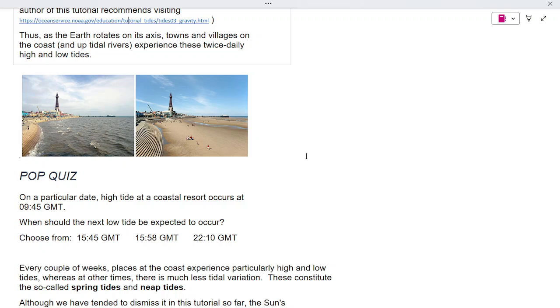So a little bit for you to do, the pop quiz. It says on a particular date, the high tide at a coastal resort occurs at 09:45 GMT. When should the next low tide be expected to occur? Right, well, you can pause the playback and be ready to receive the answer when you are ready. So just press the play button when you're ready for that.